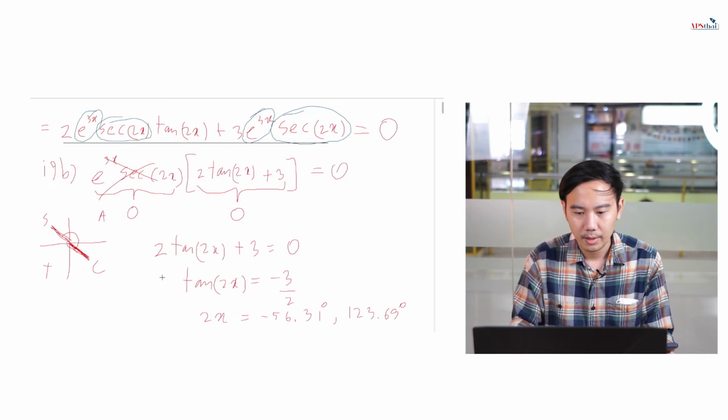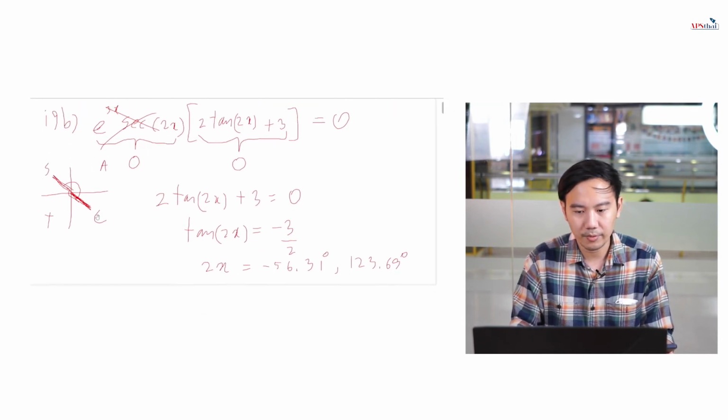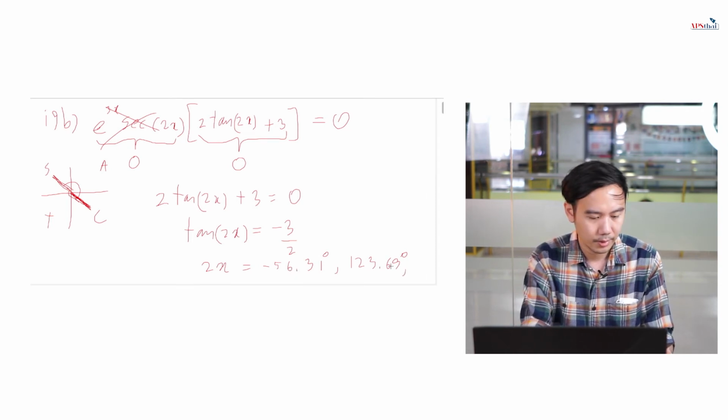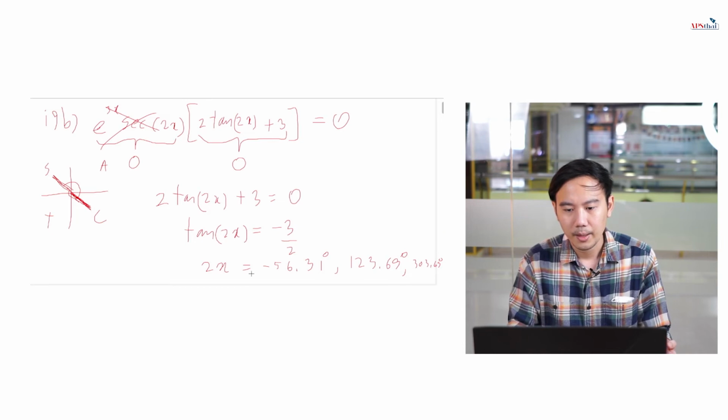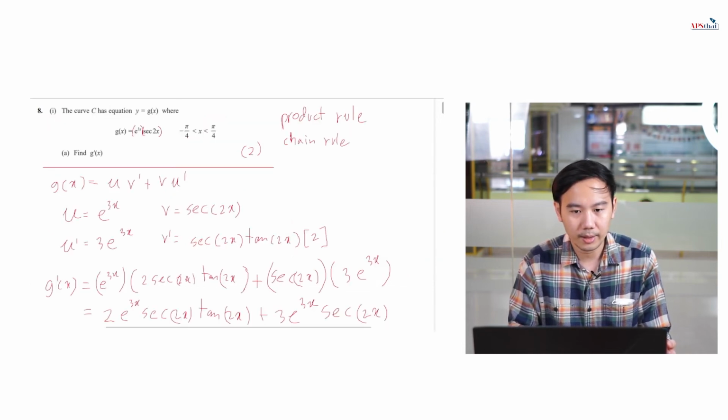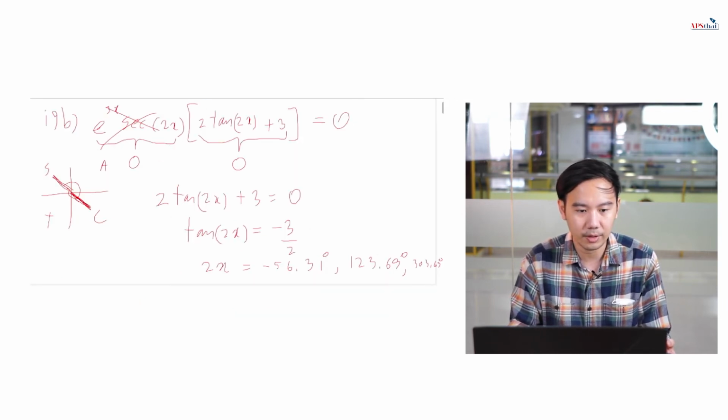and that will get me 123.69 degrees. And also for the sake of it, I'll just add 360 to this one to get another angle. So negative 56.31 plus 360. That's going to get me 303.69. Okay, but please do not forget that we are dealing with an angle within plus or minus 45 degrees.